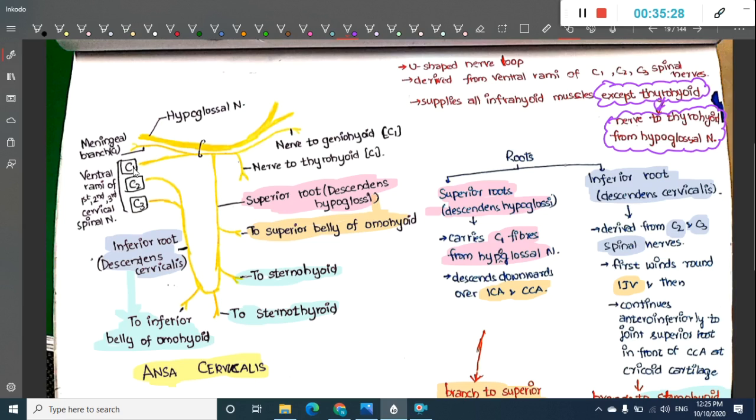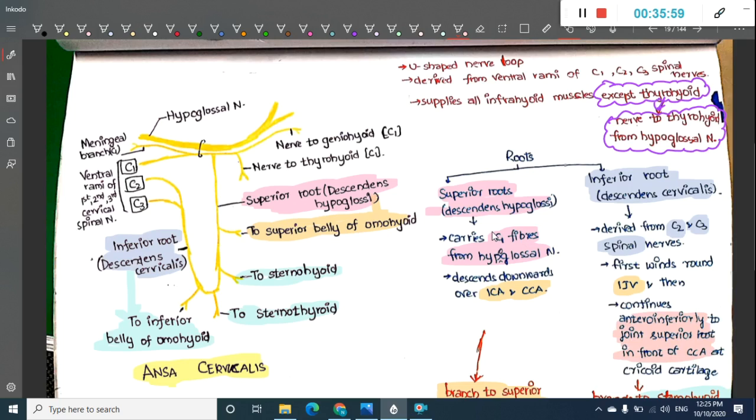Now this descendens cervicalis is related to the internal jugular vein, whereas the superior root is related to the internal carotid and common carotid artery, and both of these will join in front of the common carotid artery. If you were asked where both the superior root and inferior root join, both the superior and inferior roots will join in front of the common carotid artery.